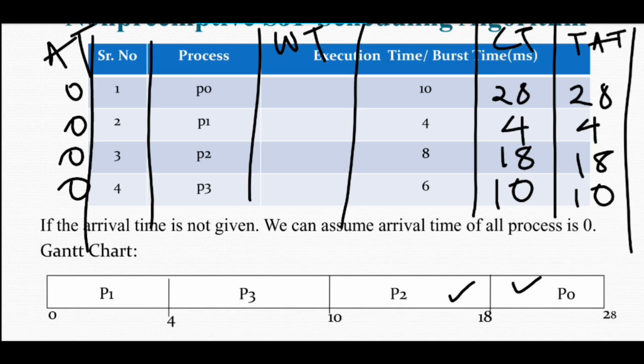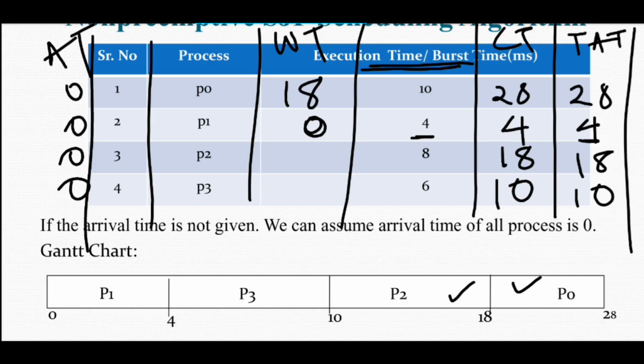Then you can find waiting time. How can you find waiting time? Turnaround time minus execution time, or burst time. Turnaround time minus burst time gives our waiting time. For P0, turnaround time is 28 and execution time is 10, so 28 minus 10, waiting time 18. P0 waited for 18 seconds. For P1, turnaround time 4 and execution time 4, 4 minus 4 is 0. देखो, P1 never waited.